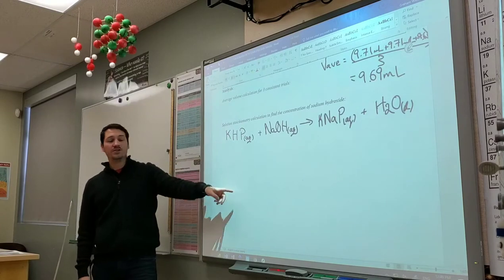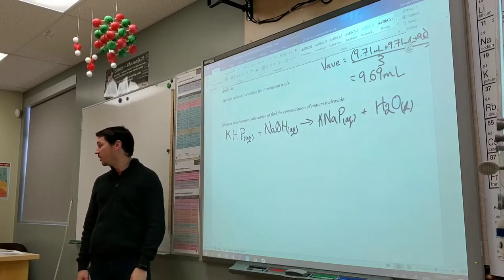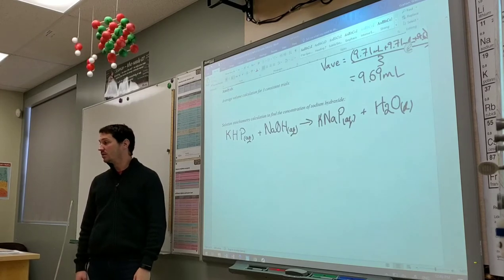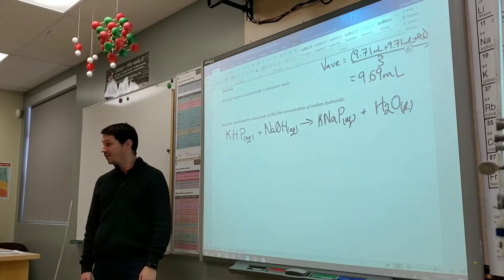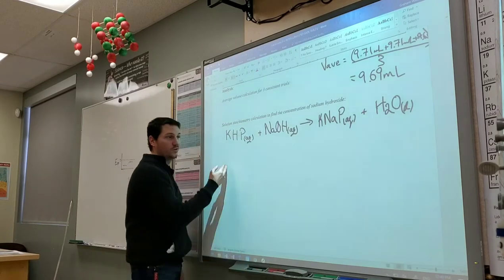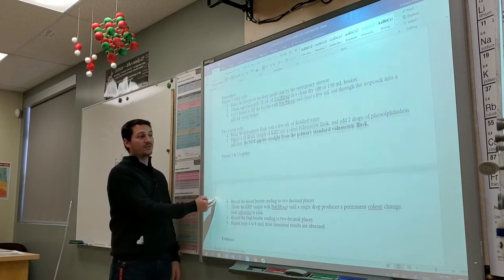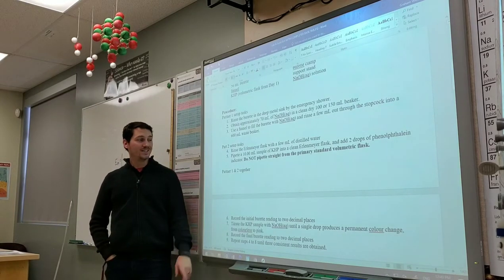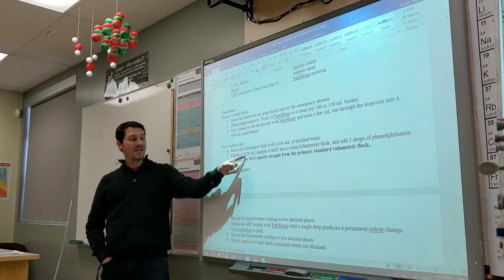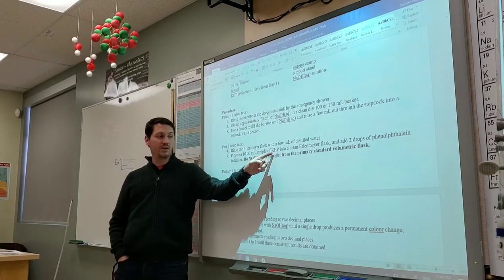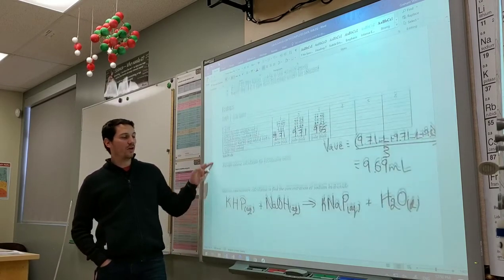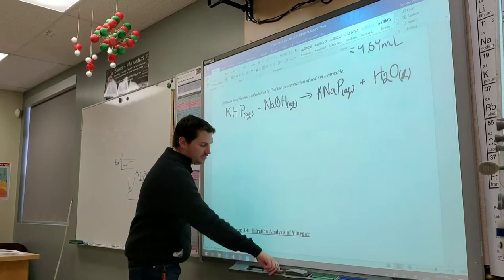We've got potassium hydrogen phthalate. Do you know what volume of potassium hydrogen phthalate we used? No. If we went back through here and looked at the instructions, it says pipette a 10 milliliter sample of potassium hydrogen phthalate into a clean Erlenmeyer flask. So our volume was 10 milliliters.